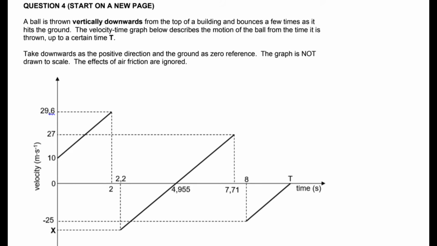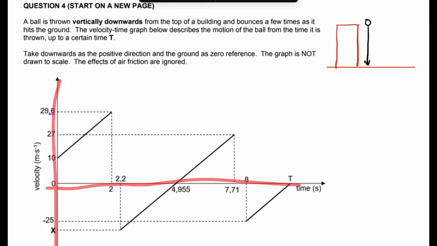Guys, let's just draw what is happening there. This is the building, and that's the ground. Now this ball is thrown vertically downwards, right? So what's going to happen to that ball? It's going to bounce, right? So when it bounces, looking at the graph that we have here, it's a velocity versus time graph.